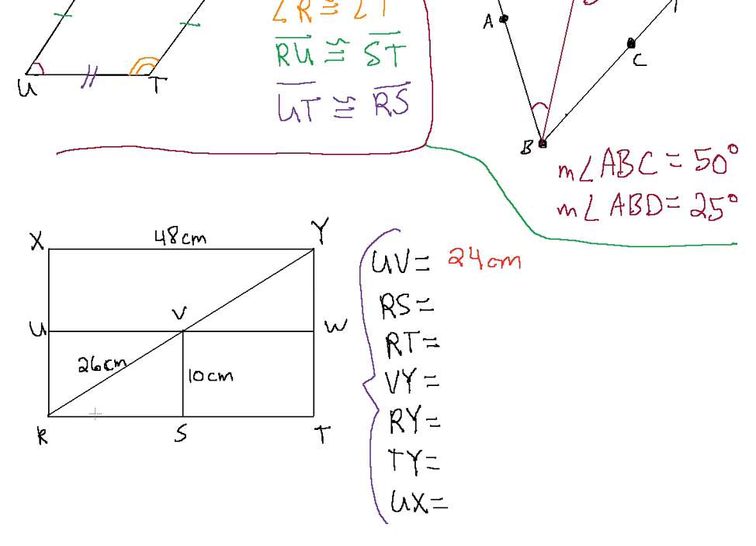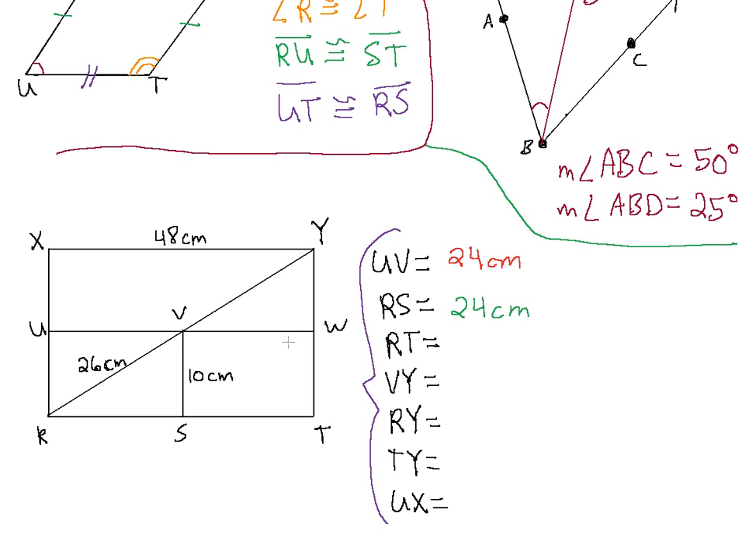Let's take a look at the next one. We have RS. We want to know this distance right here. This is fairly simple because it's going to equal the same distance as UV. Since V is the midpoint of UW, we know that this line is equal to this line. So UV is equal to RS, and we already found UV, so RS is 24 centimeters. All right, so far so good.